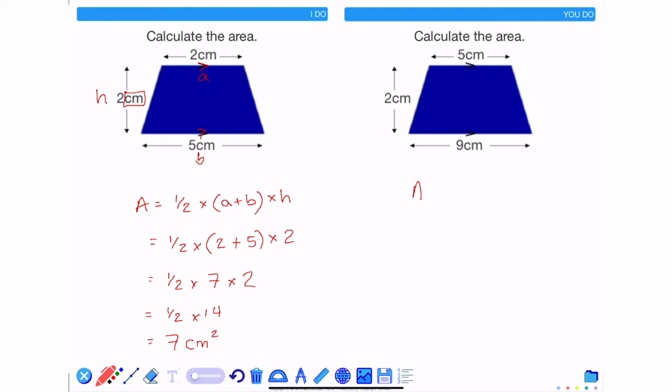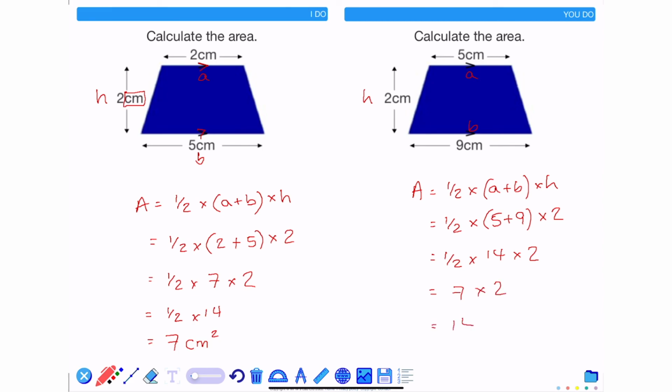So as before, the area of a trapezium can be worked out by a half of (a + b) times the height. a and b are my parallel lines, and h is the perpendicular height between them. So substituting in the information I know, a half of 5 plus 9, and times it by the height. 5 plus 9 is 14, and times it by 2. So a half of 14 is 7, and times it by 2 will give me 14 centimetres squared as the area.